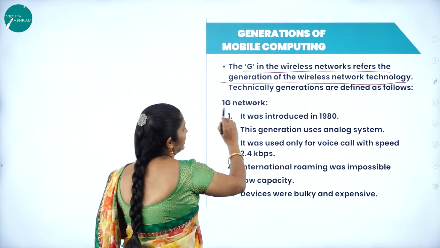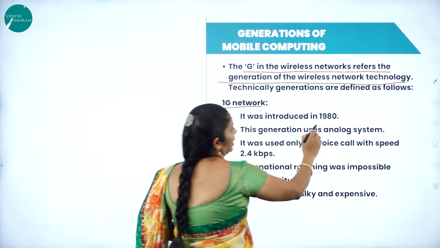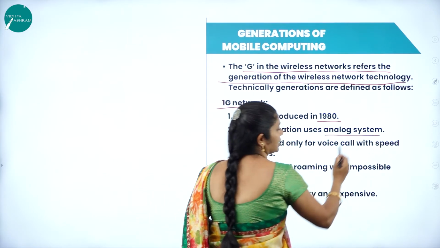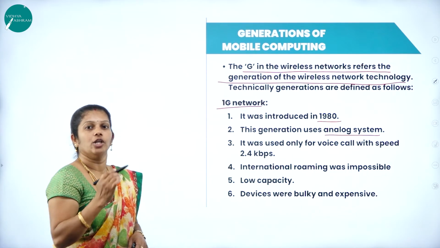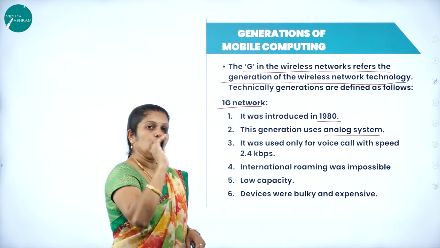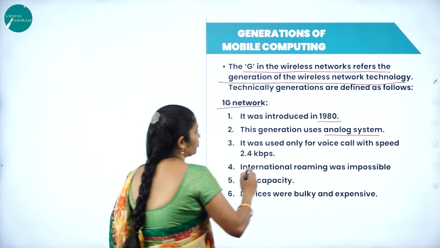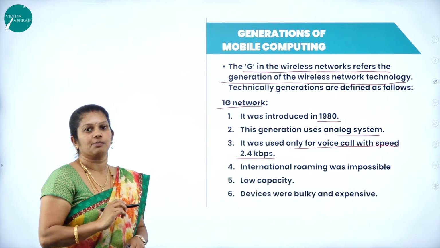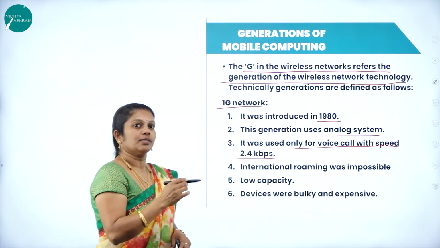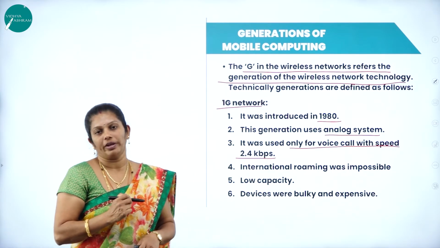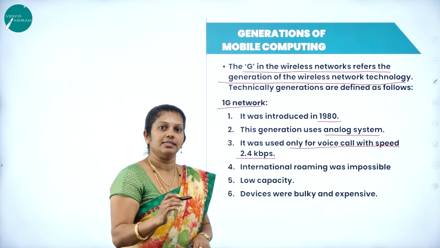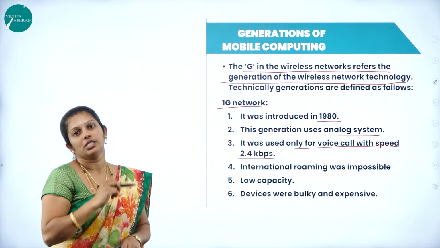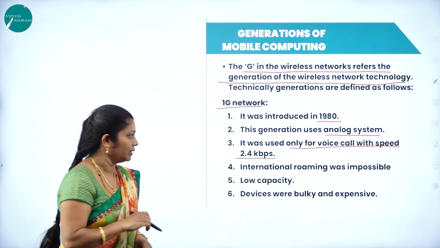When we come to the 1G network, it was introduced in the 1980s. And this generation uses only analog signals. We are not using any digital signal. Only analog signals can be transferred here. It was used only for voice calls with a speed of 2.4 kilobytes per second. It means that in 1G, only voice calls can be performed. We are not able to send any text messages. Only audio calls are possible here.